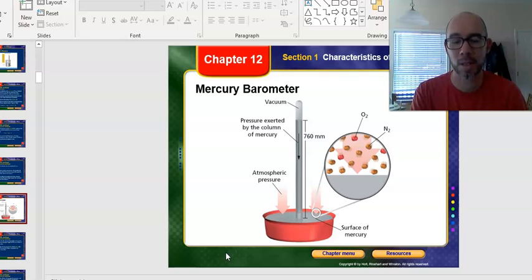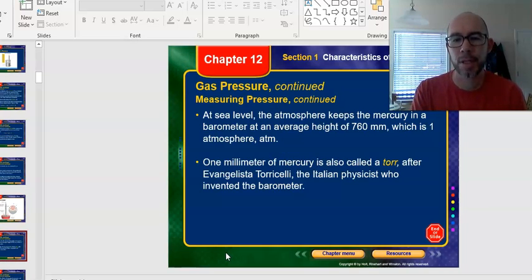So it's not a really big diameter on that tube. And then again, it's that little bit of air at the top of that thing that's being compressed. Or actually, that says it's a vacuum. It's a vacuum. At sea level, the atmosphere keeps the mercury at about 760 millimeters, or its equivalent, 1 atmosphere. 1 millimeter of mercury is also called a torr, after Evangelista Torricelli, the Italian physicist who invented the barometer.